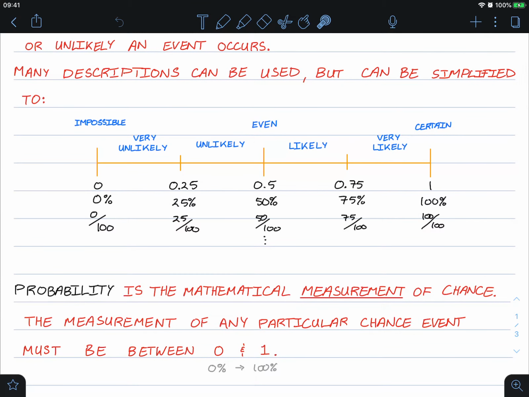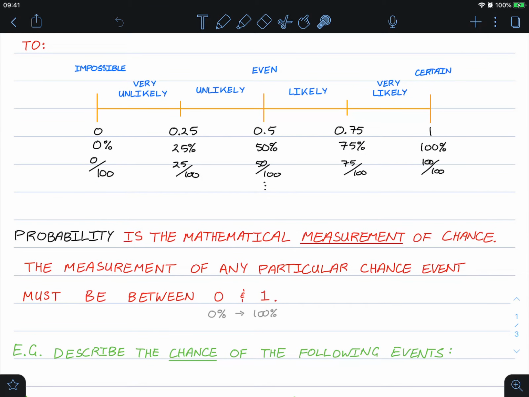But I like to keep things very simple. You can just say that the range that you can describe chance ranges from impossible to certain, with things being an even chance if they're equally likely or unlikely. And then I just like to, again, keep things very simple. Just use the words likely or very likely if something's almost likely to happen, and unlikely or very unlikely if something is very unlikely to happen.